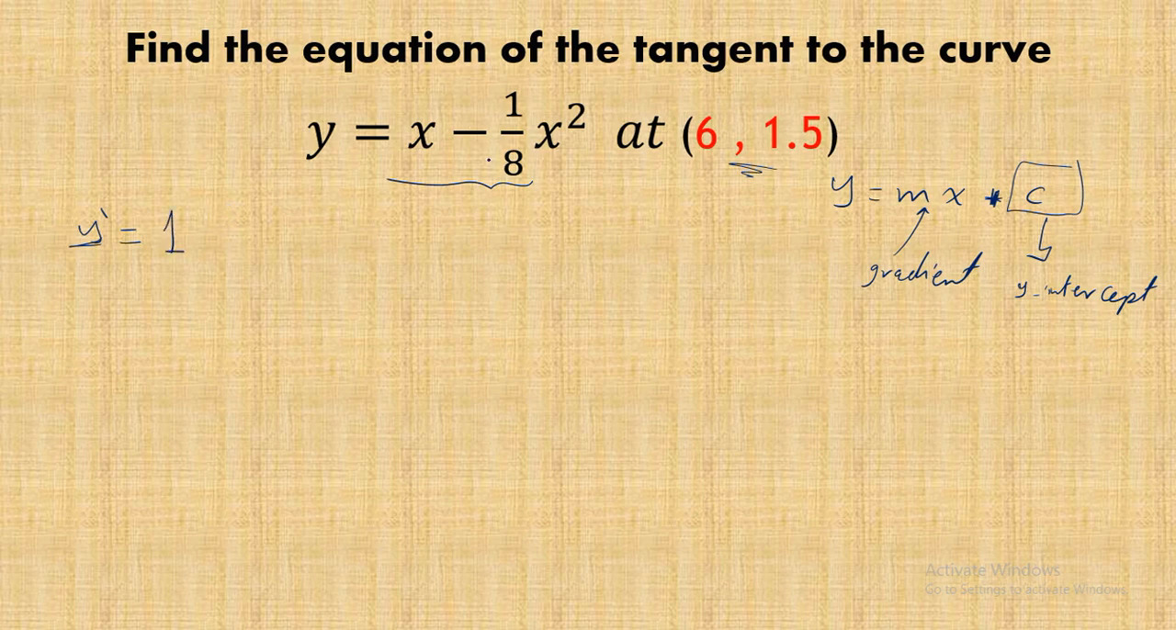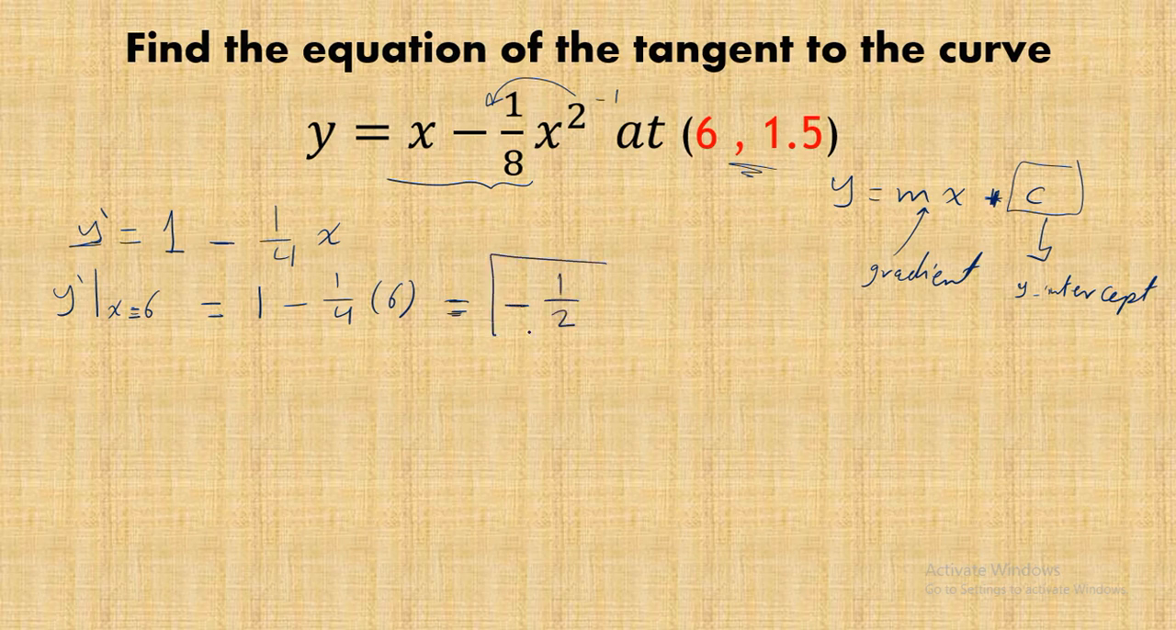Differentiation of x equals 1. Here, differentiation of negative 1 over 8x to the power of 2: multiply by the power, subtract 1 from the power, it will be negative 1 over 4x. We'll substitute at this point at x equals 6, because in the expression we have only x. It will be 1 minus 1 over 4 multiplied by 6, which is negative 1 over 2. This is the value of m.